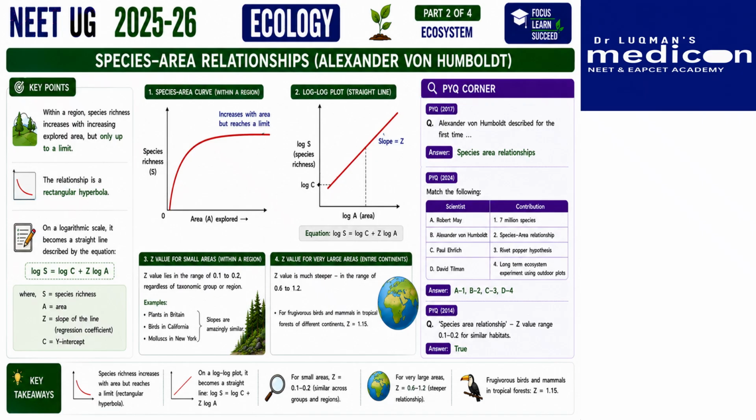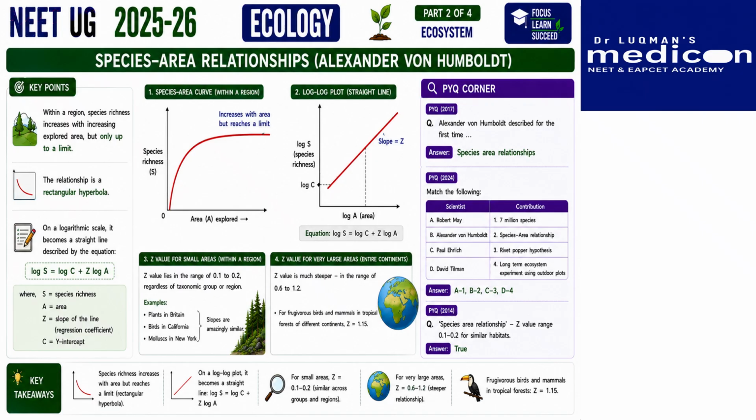The slope of the line means the regression coefficient. What do you mean by regression? As we have seen, after a time, even though area increases, the richness is going to stop. There is a limit. That decrease even after the increase of the area is called the regression coefficient, and C is called the y-intercept. You can see one graph here which is a species area curve, and the other graph is also a species area curve, but in logarithmic values. So there is a straight line there. The question will be directly from the equation, and what those letters mean: what does S stand for, what does A stand for. These direct fact-based questions can also come.